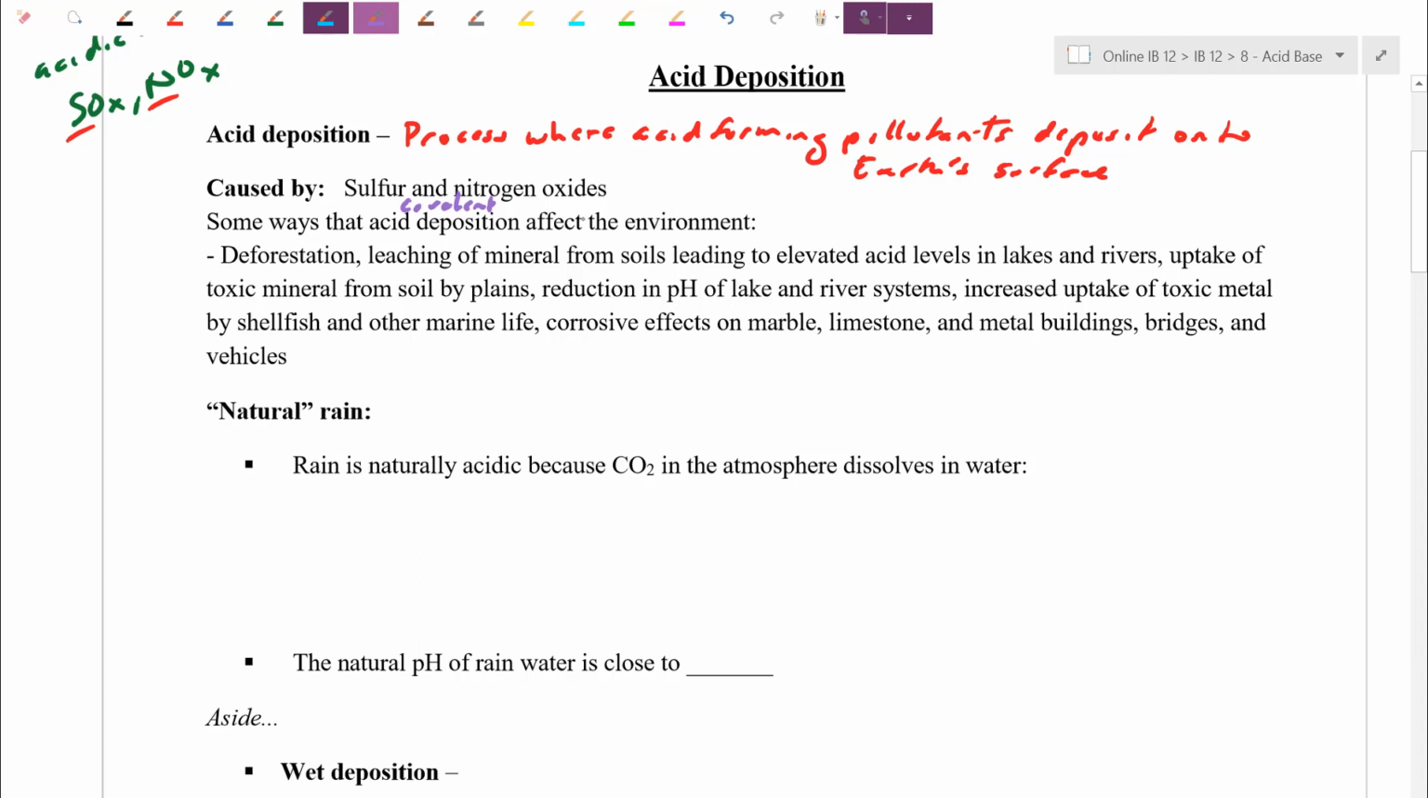Some ways that acid deposition can affect the environment. It can lead to deforestation, leaching of minerals. It can cause a reduction of pH. At first, you may look at that and think, doesn't that mean more basic? Well, remember, pH getting smaller, pH 7 to 6 to 5 to 4, is actually getting more acidic, as you might imagine if more acids are hitting the ground. Some of this will run off into lakes and rivers and affect a lot of marine creatures. It causes corrosion on materials. Limestone is a really common one here. Limestone is made out of calcium carbonate.